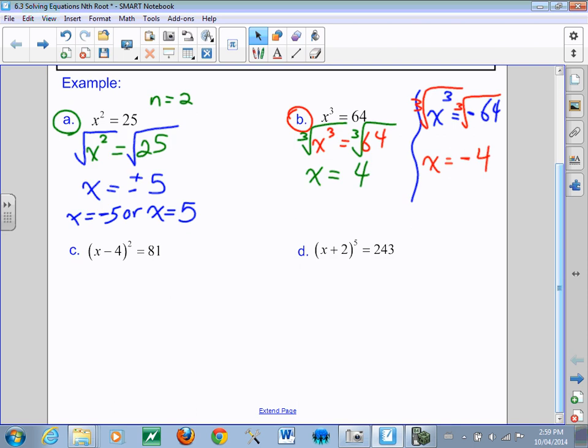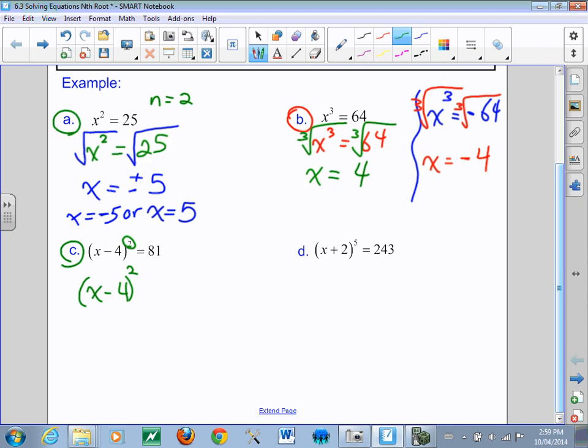All right, next one, C. Taking a look at C, it's not as easy because the variable is buried in a binomial. So the first thing we have to do is realize, hey, this square is getting in our way. So I'm going to go x minus 4. I'm just going to rewrite the question for a second. We've got to get rid of the exponent first. So we're going to take the square root of the left side. Whatever we do to the left side, we've got to do the same to the right.